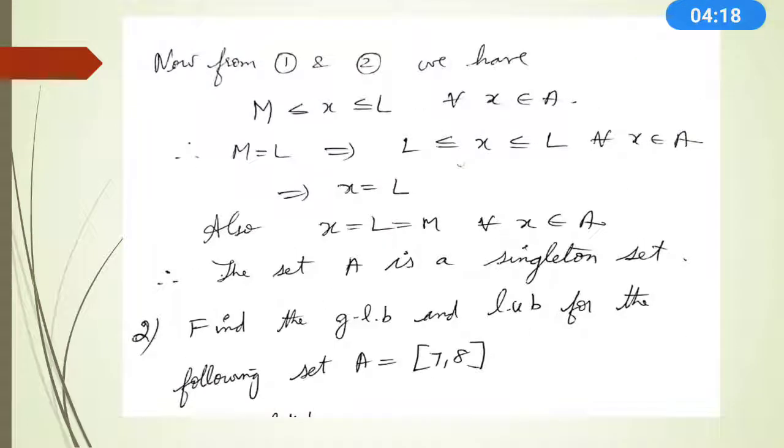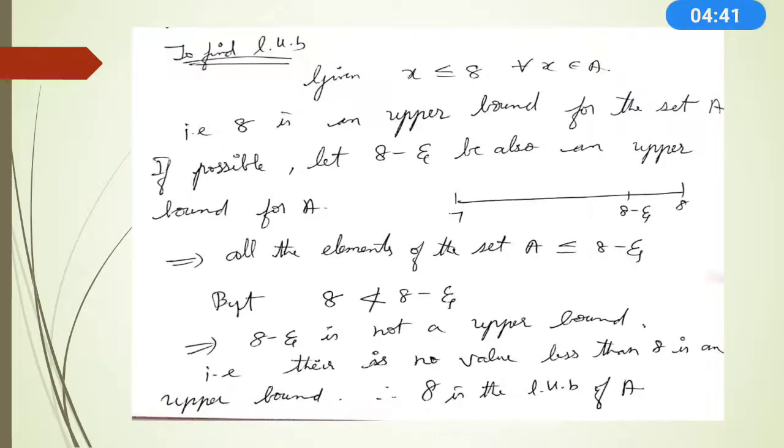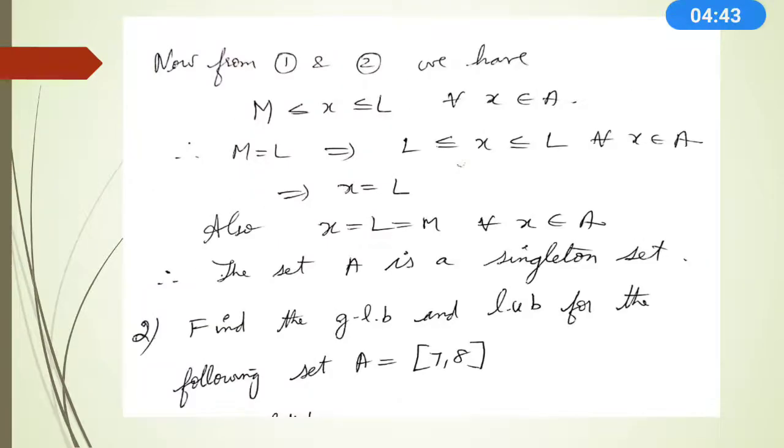Yes, so we'll see the next problem. Find the greatest lower bound and least upper bound for the following set. It's very simple. Since it is a closed interval, 7 and 8 are included. So here my least upper bound is obviously 8, and the greatest lower bound is obviously 7. We can identify this from the problem itself, but we have to prove this theoretically.